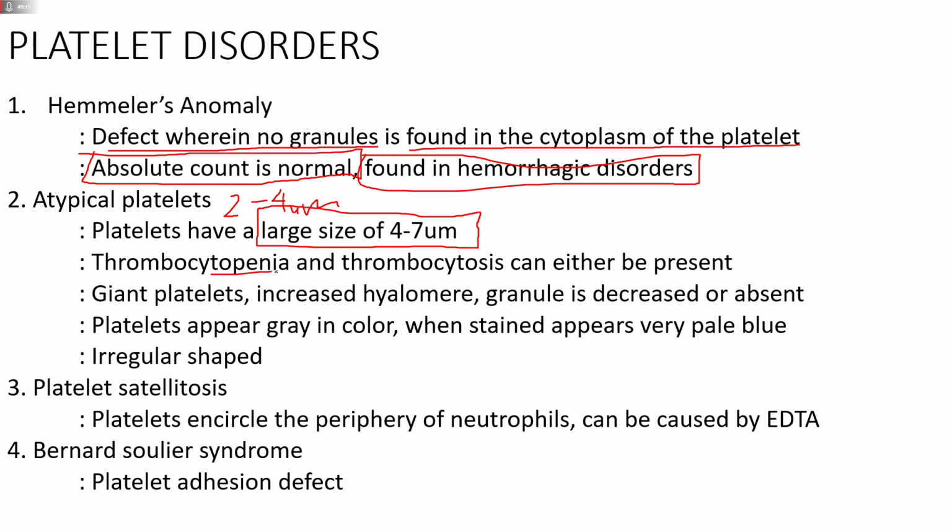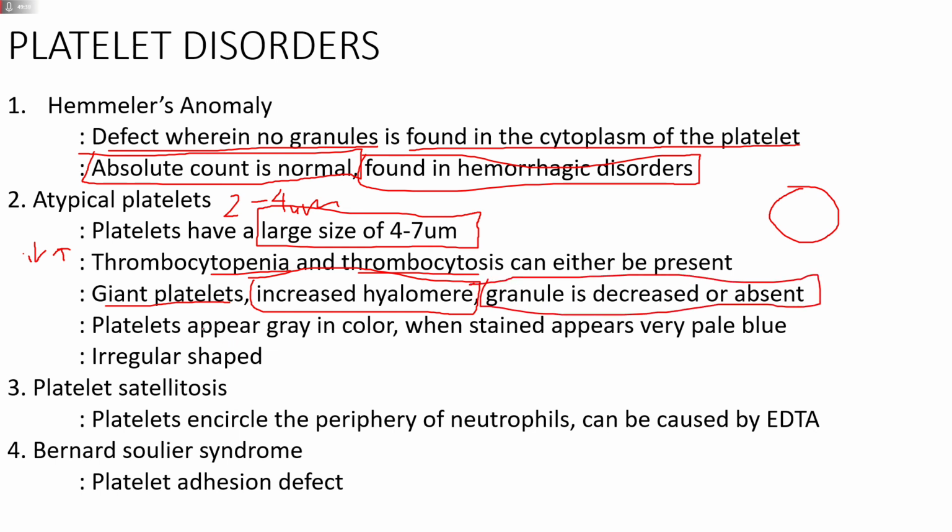Then, thrombocytopenia and thrombocytosis can either be present. So, when you say penia, it would refer to a decrease, while cytosis would refer to an increased platelet count. Then, there's also the presence of giant platelets, increased yung hyalomere class. So, very big yung peripheral area niya. Then, granules are decreased or absent. Platelets would appear gray in color. When stained, would appear very pale blue, and it is irregularly shaped.